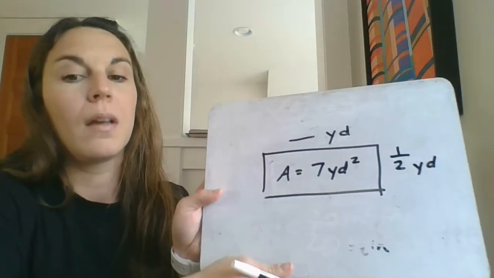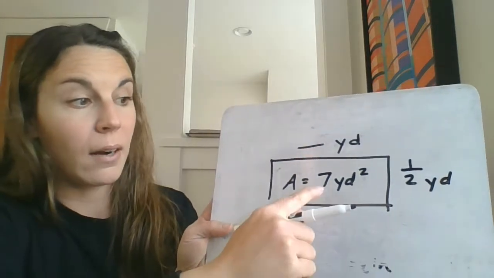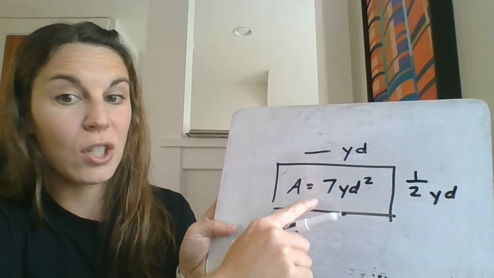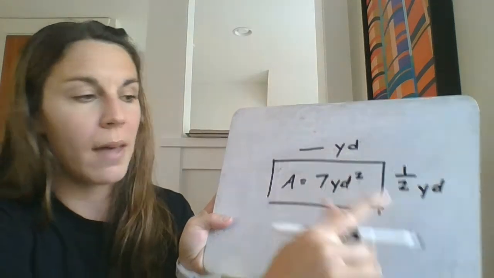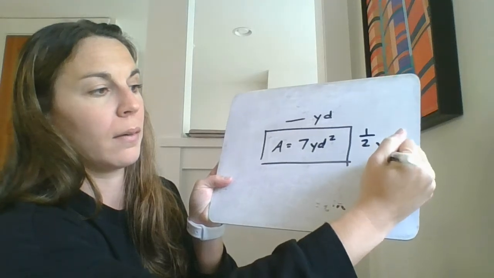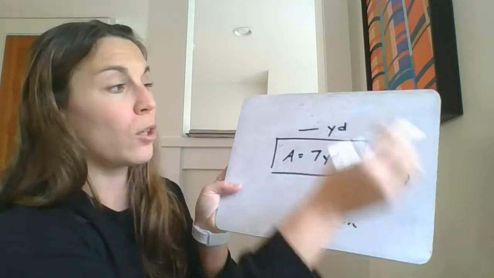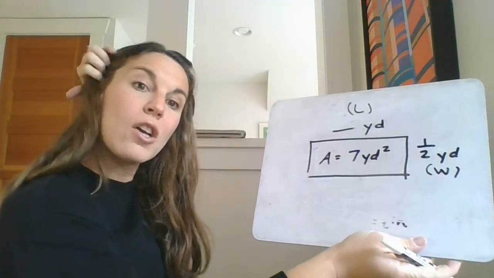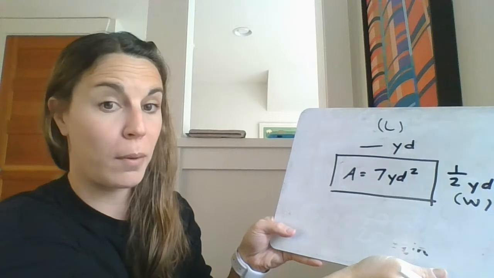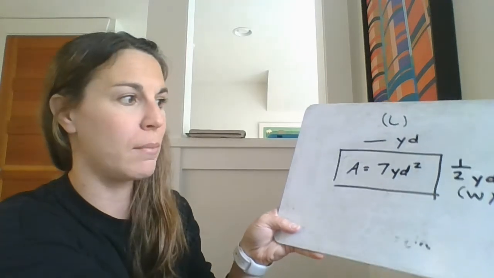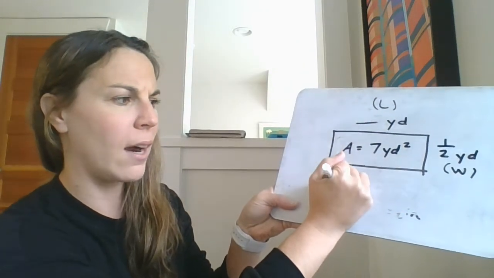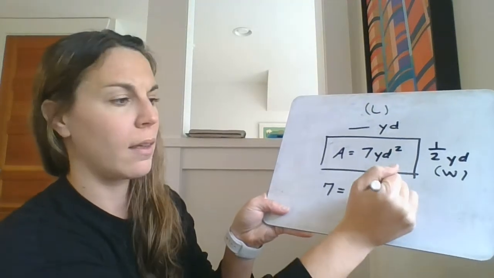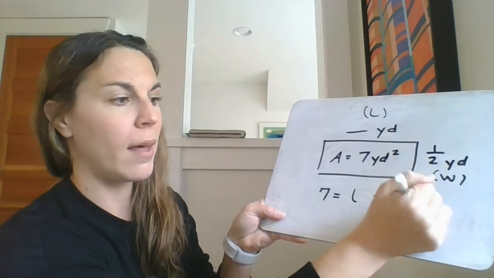Okay. So now we're still trying to find area. Well, actually, we did find the area. They told us that it's 7 yards squared. And we have the width, so I'm going to put W there. So we're trying to find the length. Okay, so what do you think we do if our normal formula is area equals length times width? Well, if we have the area, we have our 7. We don't have our length, but we have our width.